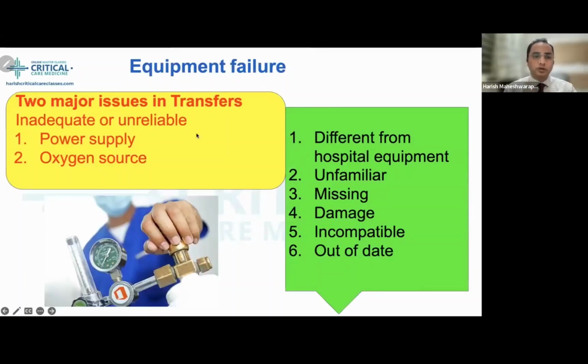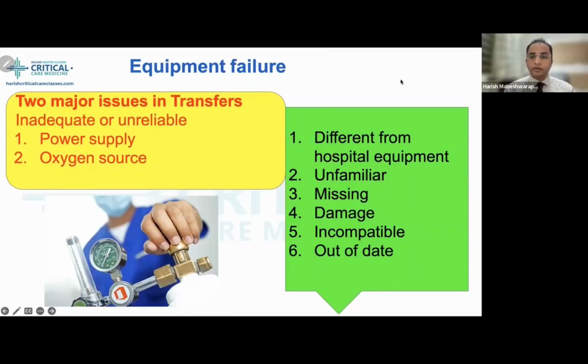So two major issues in transfers is inadequate or unreliable power supply, particularly for the monitoring system, battery, or maybe infusion pump, or maybe the transport ventilator or NIV machine battery power. Or it may be a problem with the oxygen source. It means you might not have checked properly, or there might be a malfunctioning monitoring gauge of an oxygen cylinder, and all that may lead to some sort of major equipment failure.